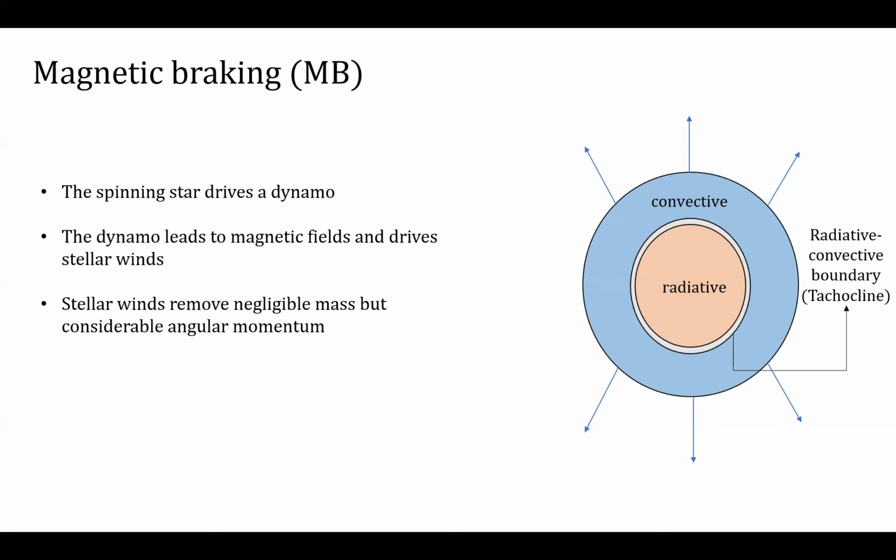Stars with such structures have magnetic braking, which can be boiled down into three simple points. You have the spinning exterior plus convection, which drives a dynamo. This dynamo leads to magnetic fields and also drives stellar winds. These stellar winds are forced to co-rotate with the star up to a certain distance, beyond which the winds escape freely. And because they escape from a large distance from the star, they also carry away considerable angular momentum. But these winds are super weak, so most of the time they remove very negligible mass.